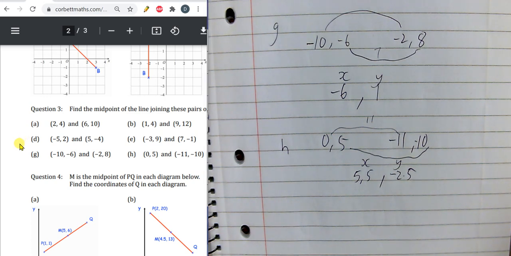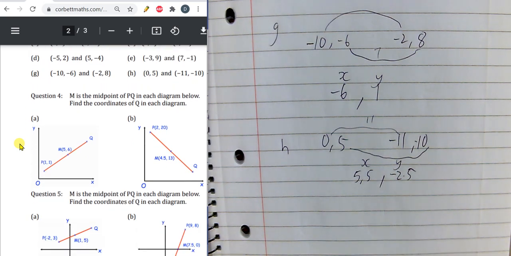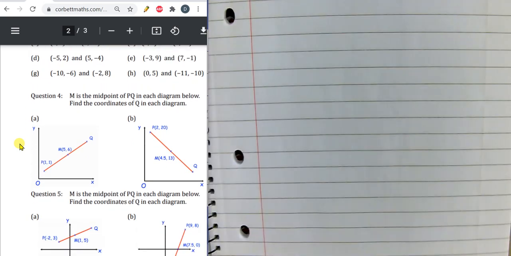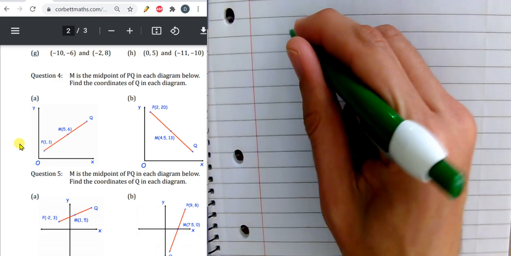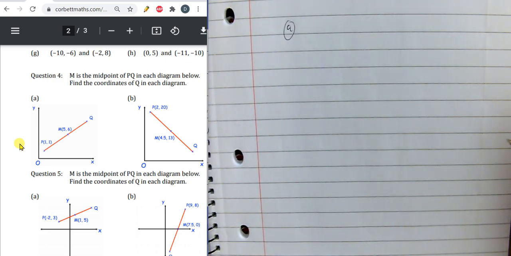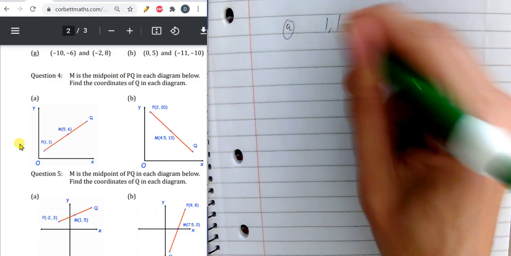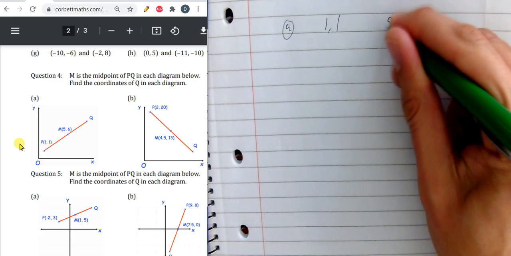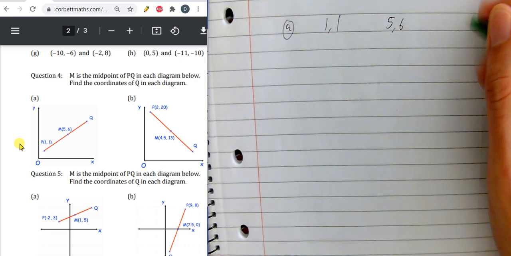Now, using this method as well is what we do for questions like question 4, where we've been given the midpoint, but we need to find the endpoint. So I'll look at the easy one first. For A, we've got 1, 1, and then we've got the point 5, 6, and we want to find point Q.